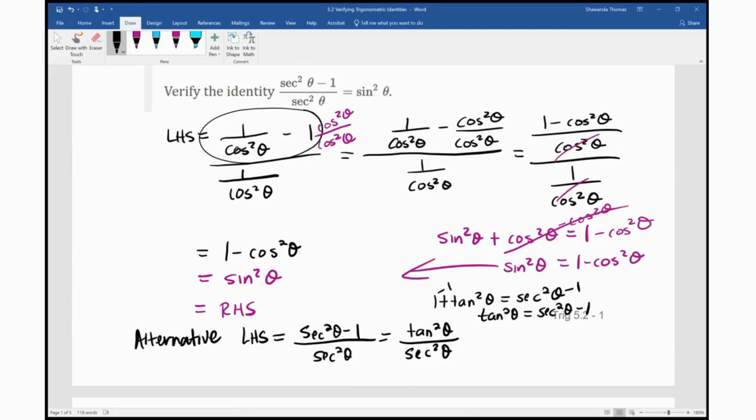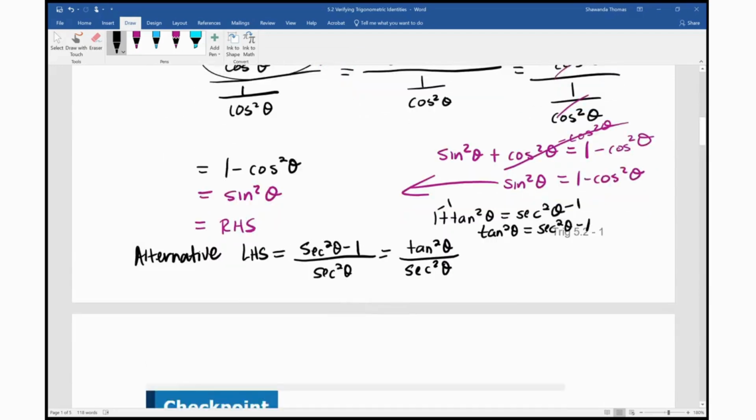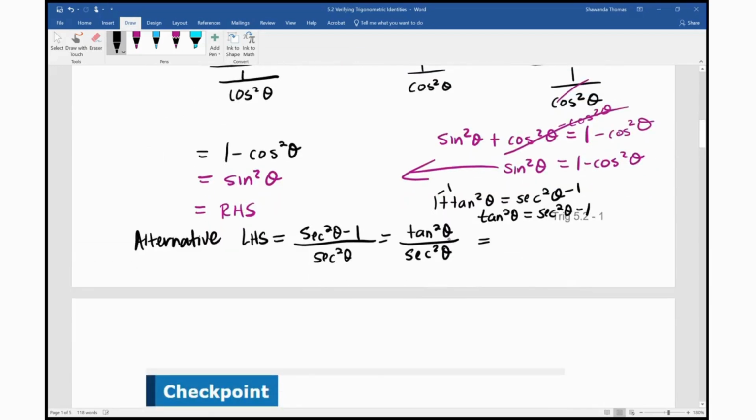Next, let's break down tan squared theta and secant squared theta. So for example, we know that this is the same thing as tan squared theta times 1 over secant squared theta. I kind of split them up a little bit so they're not right under each other, just to break it up. Tan squared theta we know is the same thing as sine squared theta over cosine squared theta.